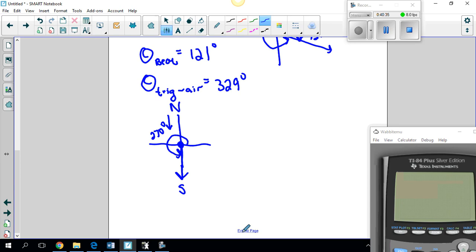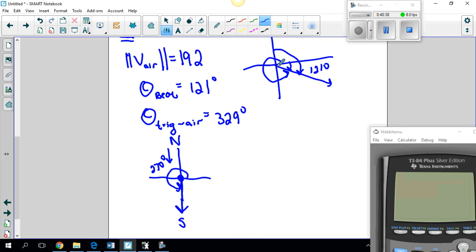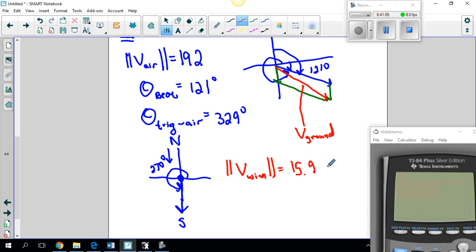So let me go back to my picture. And then there's this. And then there's this. And then there's this. So the red is V ground. And that's what we're going to try to find out. The magnitude of the wind, they tell me, is 15.9 miles per hour. Theta wind is 270 degrees. See? 270.